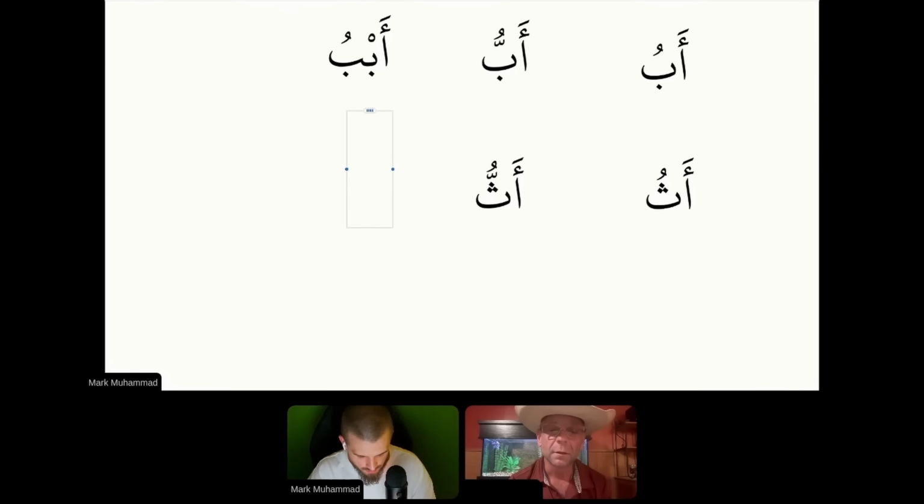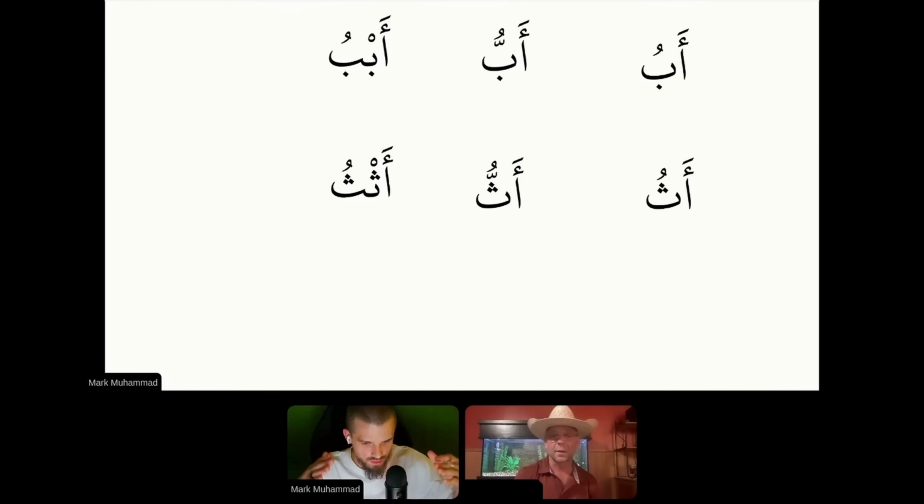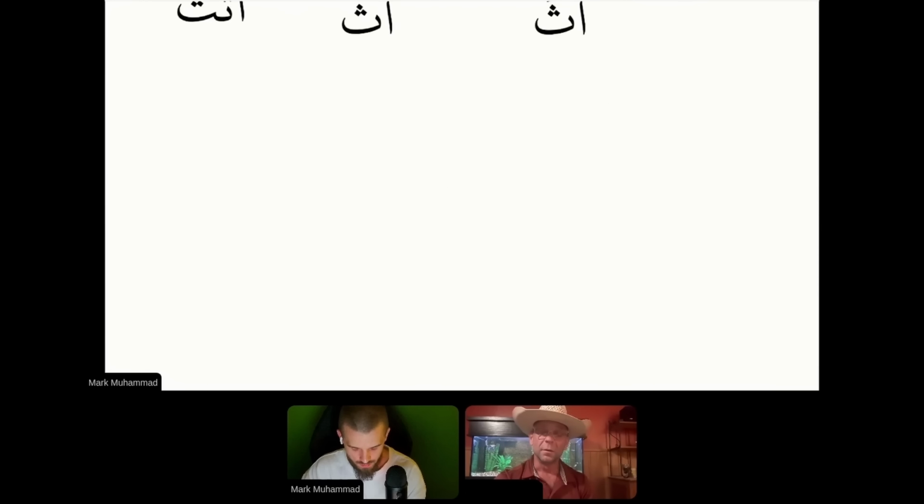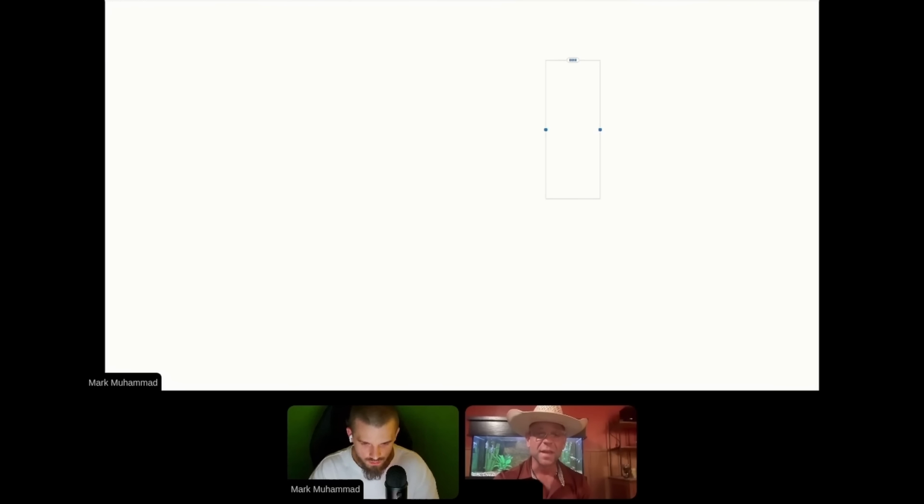Basically what that is, an a like this, so it's an ath, and then we have a thu. So it's like ath thu, but we merge it all together. But it's distinct when you hear it. You almost have to cut it off: start to say it, then cut it off, and then spit it out. Yeah, it's atthu.